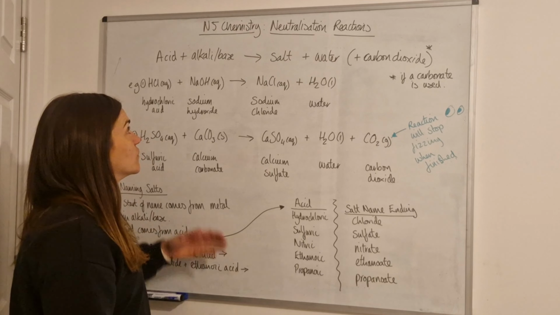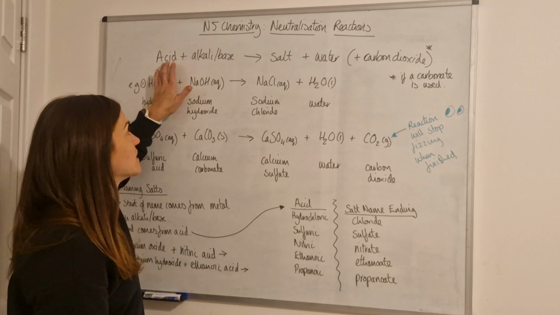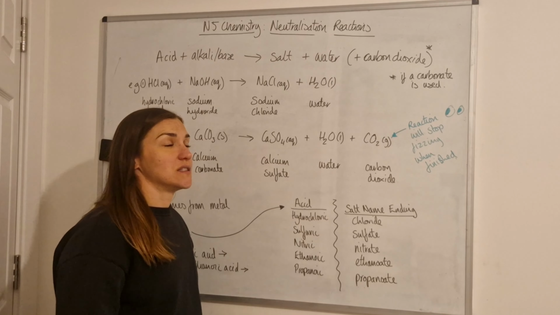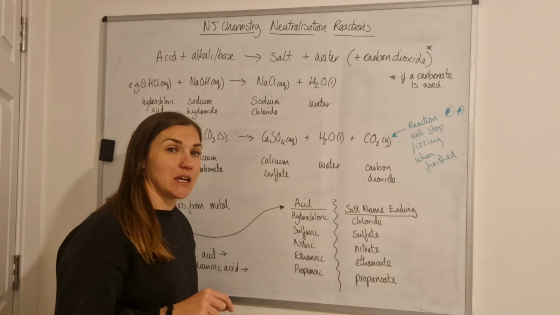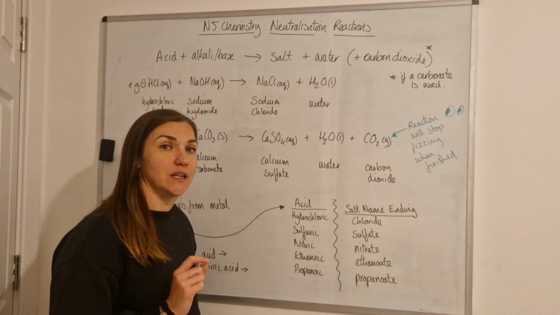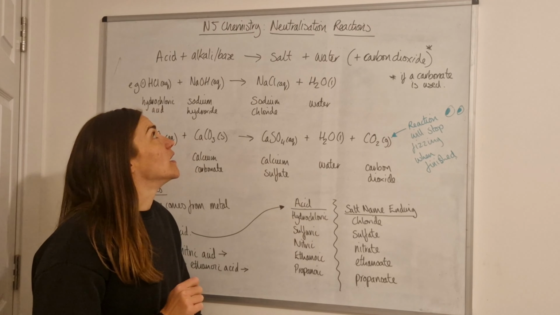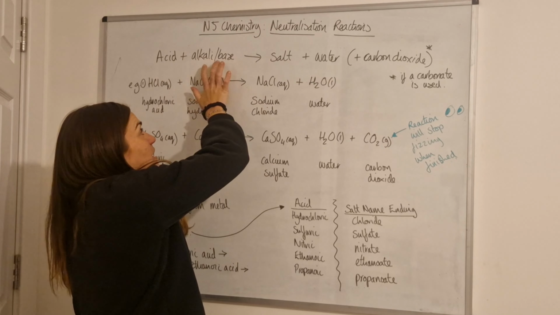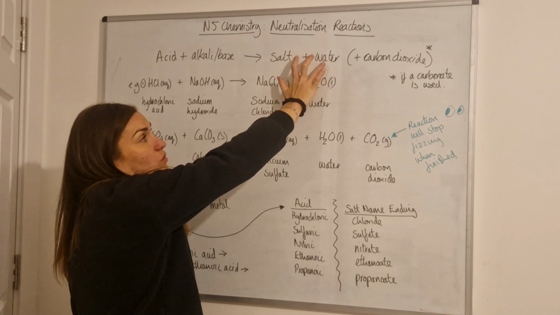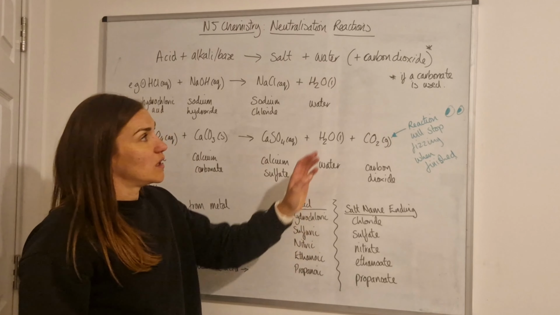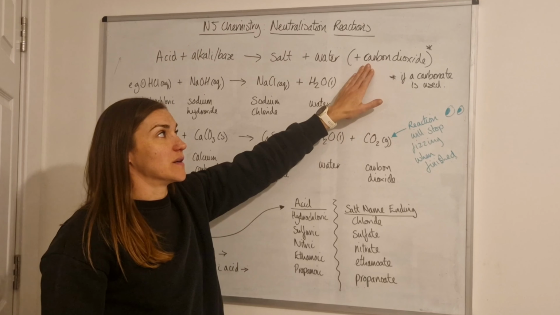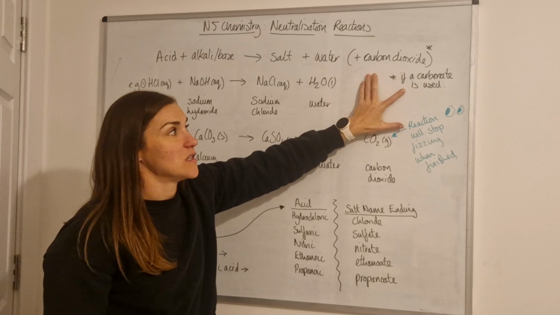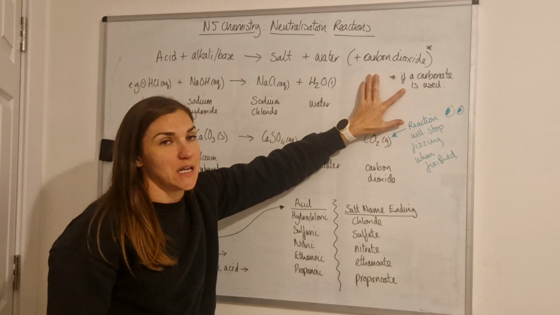But the general equation for a neutralisation reaction is where you have an acid plus an alkali or a base. If you're not sure what a base is, it's just a solid that has the potential to dissolve and produce an alkaline solution, or a solid that can neutralise an acid. So you've got an acid, an alkali or a base, and that produces salt and water. You can, in some instances, end up with the neutralisation reaction also producing carbon dioxide, and this is in the instance that a carbonate is used.